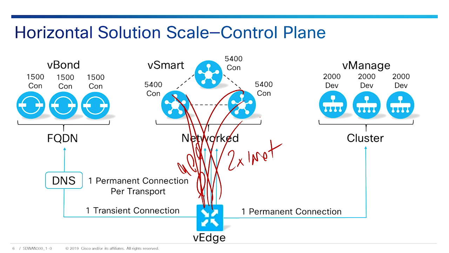The vSmart connections scale to 5,400 connections, and each vManage cluster instance is up to 2,000 devices. So 5,400 for each vSmart, and then we have 2,000 for each vManage. Each vSmart has its own IP address, and the balancing is done automatically by the solution. You're going to make connections, and it's going to load balance automatically.